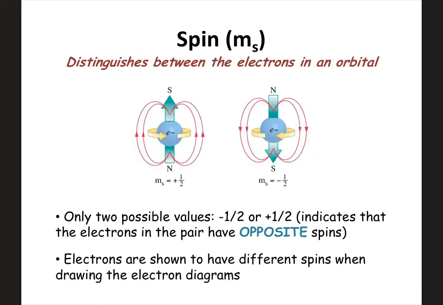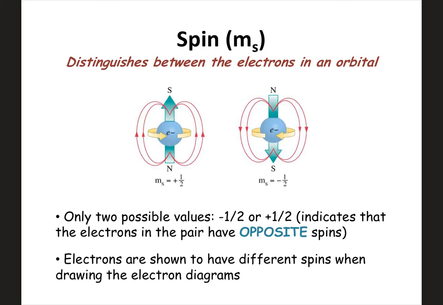The fourth and final quantum number relates to the spin, and we denote this as ms. Basically, this is the quantum number that distinguishes the electrons in a particular orbital. If you remember, the electrons always spin opposite. One's going up and one's going down. So we give them possible values of +1/2 or -1/2. That indicates these electrons have opposite spins, and we show them as having opposite spins when we draw the orbital diagrams. Typically, the electrons going up are the +1/2, and the electrons going down are the -1/2.